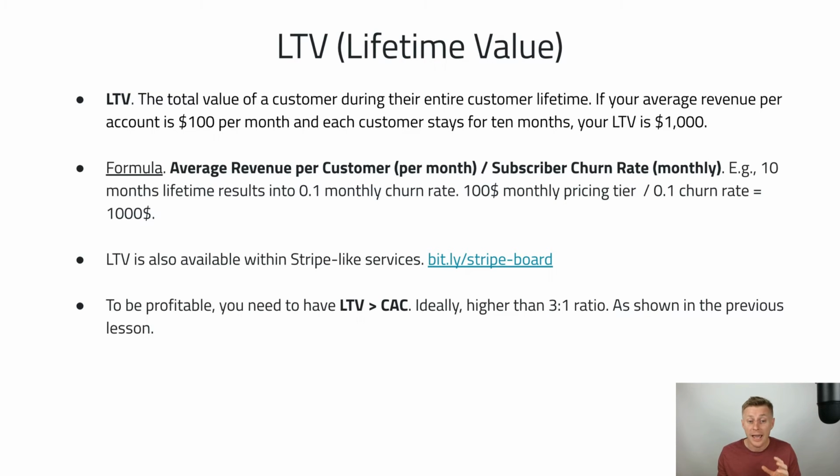Okay, now having CAC and LTV, we remember that our goal with our software is to get to the point where our LTV to CAC ratio is ideally higher than 3 to 1. So we can sell $3 and more on every $1 spent on marketing, okay? I believe you did your homework from the previous lesson, so let's move on to the next slide.